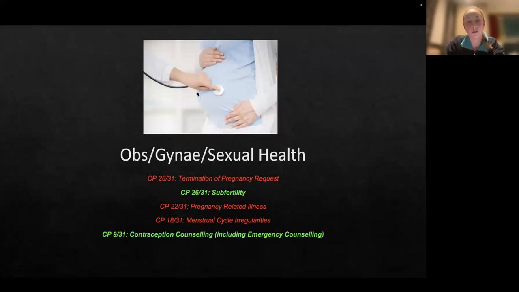Right, so moving on to obs and gynae and sexual health, there's quite a lot of obs and gynae that comes up within GP. There's a lot in terms of contraception counselling, subfertility, and also anything to do with pregnancy related illnesses, hypertension, all that sort of stuff, and any kind of menstrual cycle irregularities, PCOS and things like that are really common topics within obs and gynae that come up in GP.